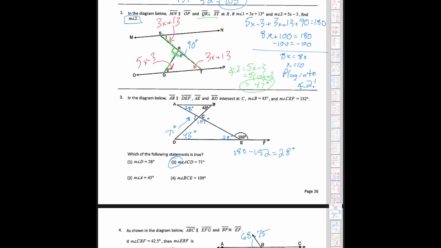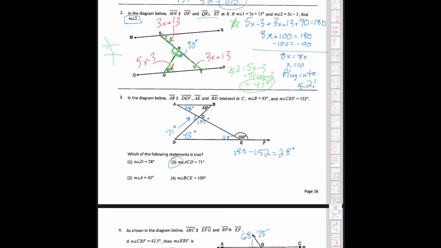We're given that angle 1 is 3x plus 13 up here, and that angle 2 is 5x minus 3. Right away, I can tell that this is 3x plus 13 here because these are alternate interior angles. It looks like the picture of two parallel lines cut by a transversal. We know that these two angles are congruent. So we have 3x plus 13, 5x minus 3, and 90 degrees from the perpendicular lines. So you see my work up here.